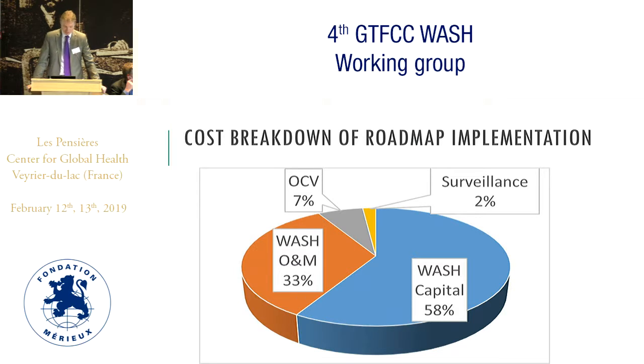In terms of the breakdown between the different components of the roadmap, when you add the WASH O&M costs, operation and maintenance, WASH accounts for around 91% of the total roadmap costs, with OCV at 7% and surveillance at 2%. This doesn't include the earmarked amount for the global coordination. This is for the country operations.